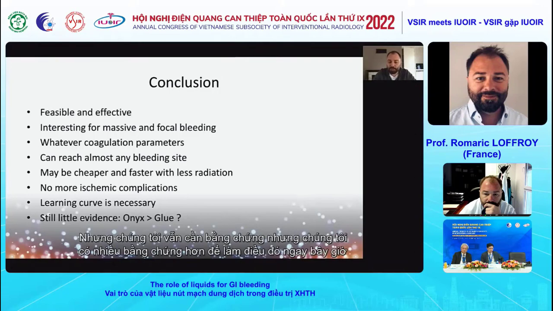We still need evidence, but we have more evidence with glue than with copolymers, but some papers are on the way about the use of different copolymers for bleeding patients with high technical and clinical success rates. So liquids are very interesting for this purpose.